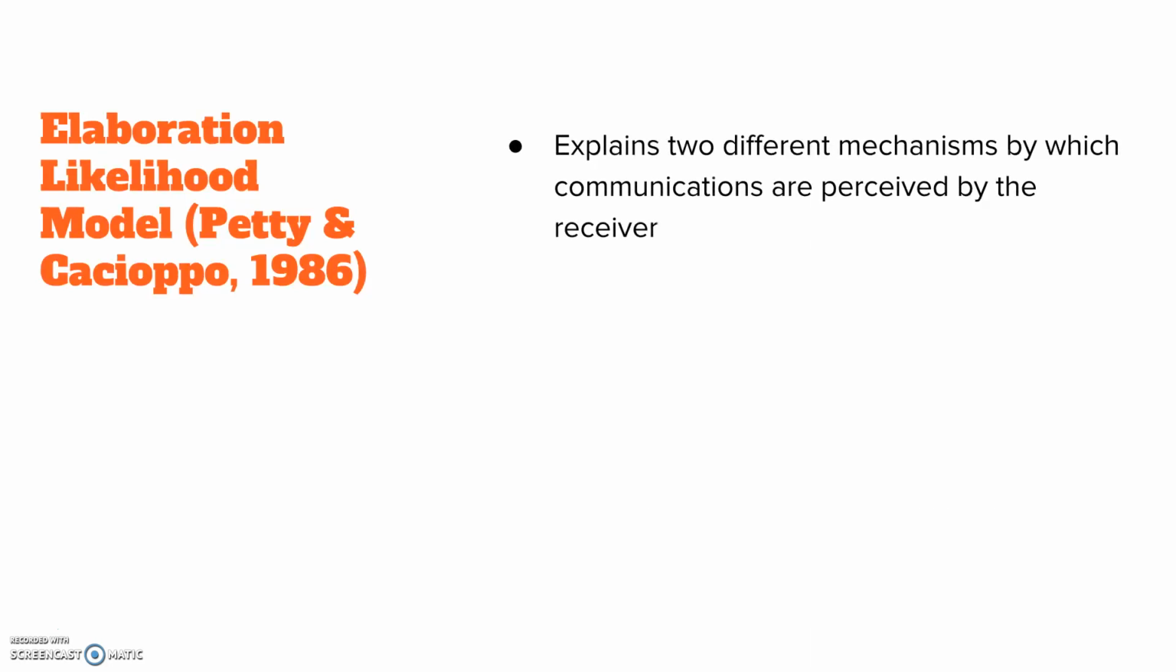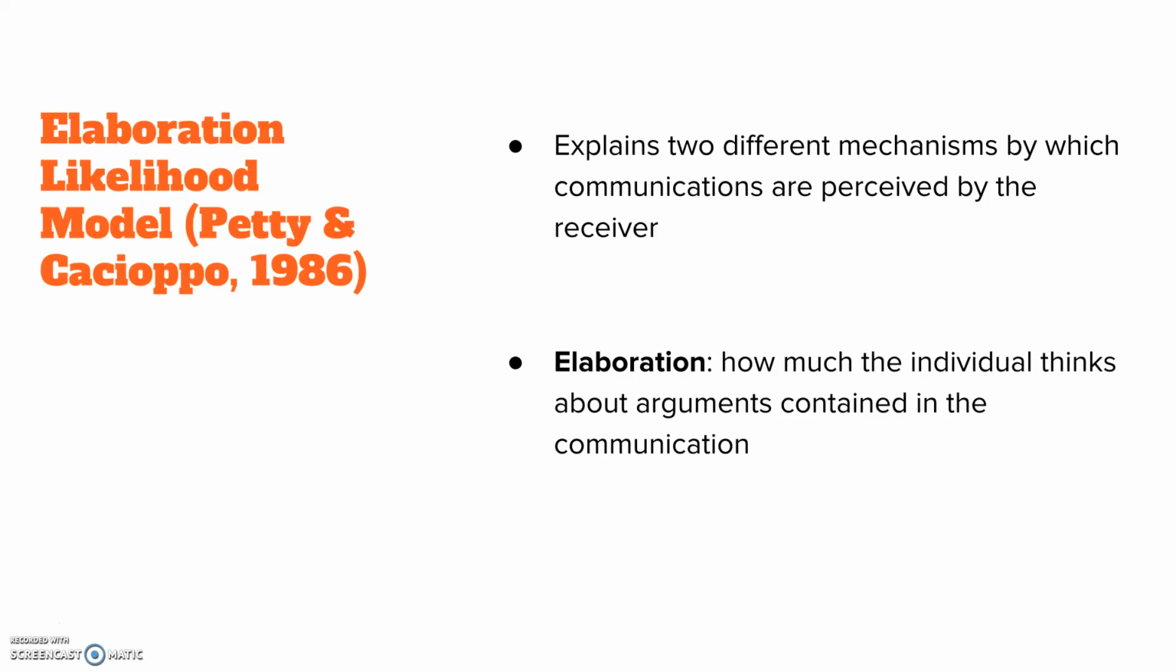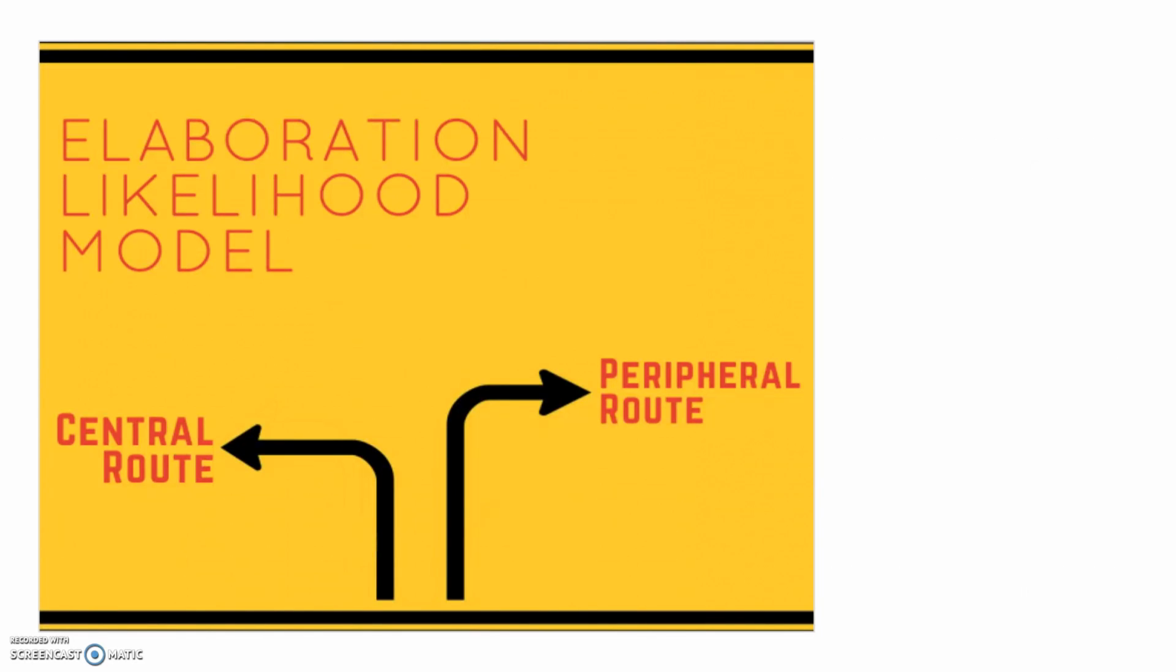So let's explore how the likelihood model could apply to this example. So the ELM, as we like to call it, explains two different mechanisms by which communications are perceived by the receiver. So let's break it down a little bit further and then we'll go into how you can apply it. If you look at the word elaboration, this means how much the individual thinks about arguments contained in the communication. Likelihood is the probability that an event will occur, right?